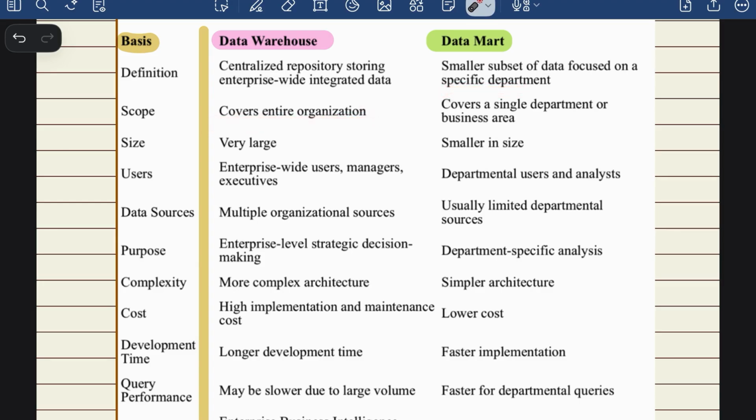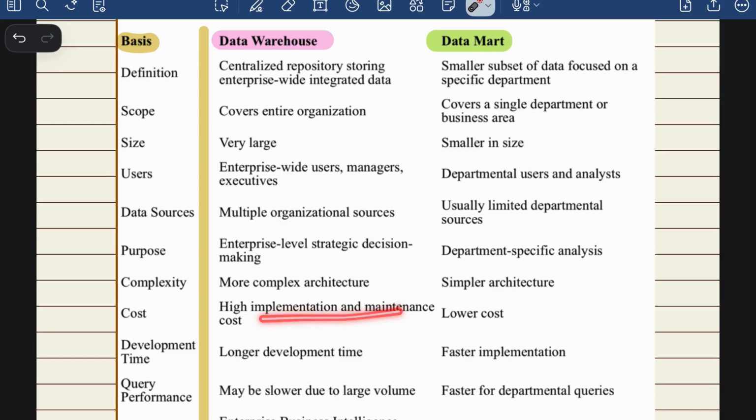We cover the organization in the data warehouse, whereas we are only covering a single department in the data mart, and the size of a data warehouse is very large, and a data mart is of course smaller in size. There are multiple organizational sources for a data warehouse, and the departmental sources for a data mart are limited. All right, and it also varies on the types of data mart. And the purpose of a data warehouse we know, to make strategic decisions, whereas in a data mart we have department-specific analysis, because data marts are department oriented.